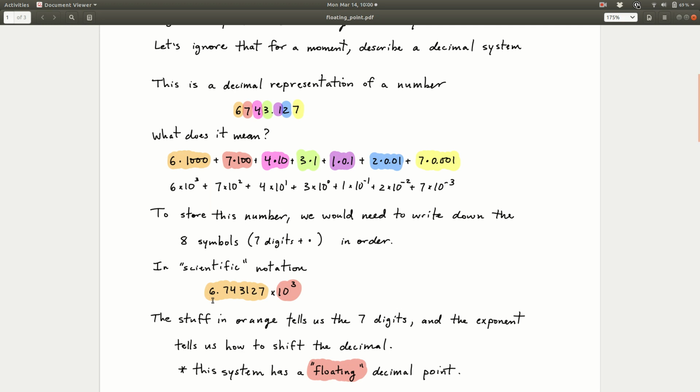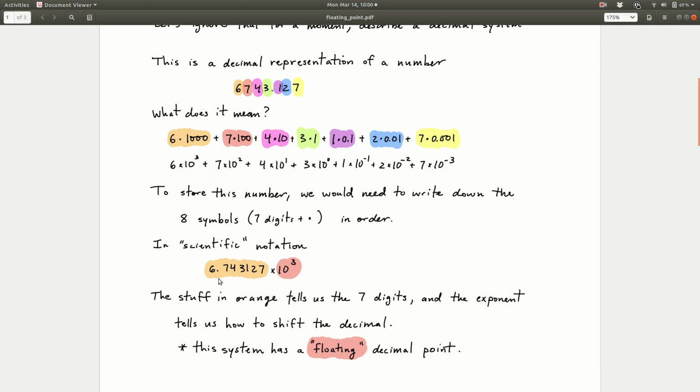6.743127 times 10 to the 3 means you take the decimal and you move it 1, 2, 3 places to here to give 6,743.127. So the stuff in orange here tells us these 7 digits, and we always operate in scientific notation according to the convention that the decimal point goes directly after the first digit. By using that convention, we don't have to remember to store the decimal. Really, we could just store these 7 digits plus this part.